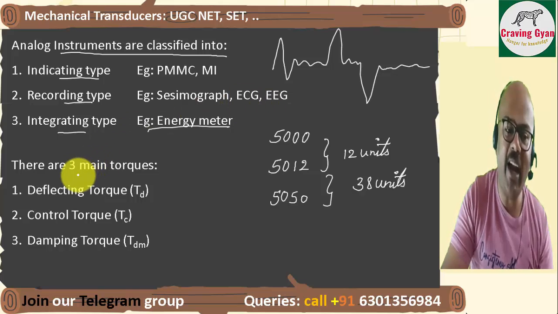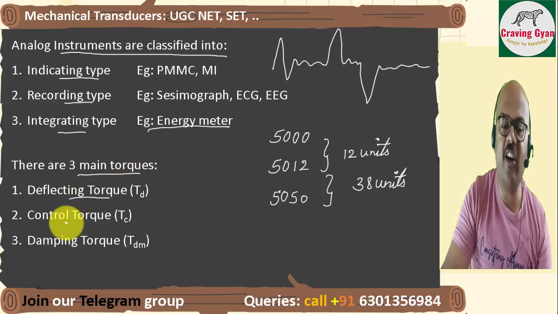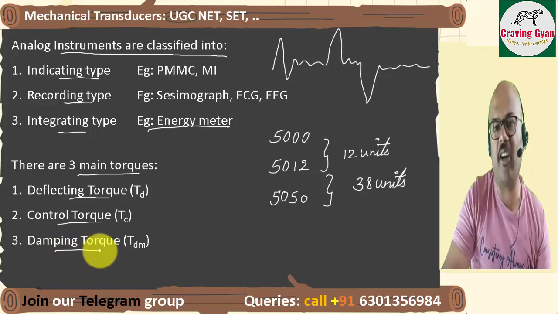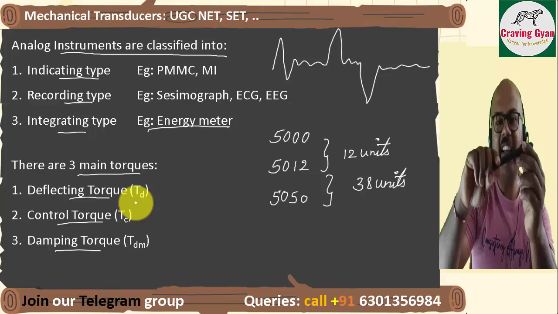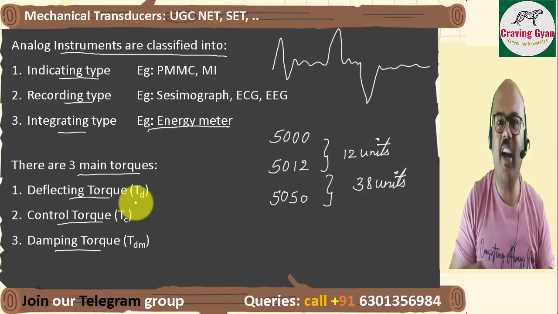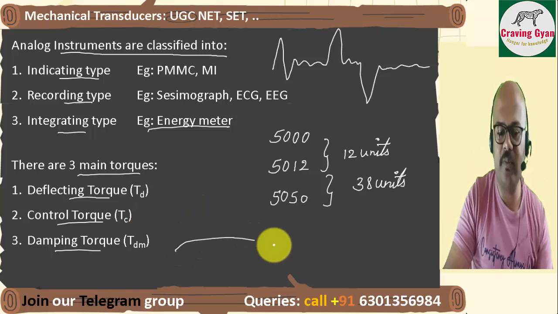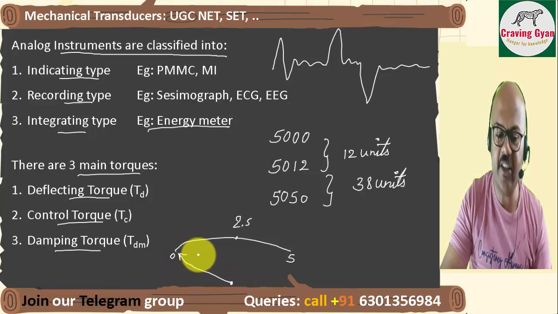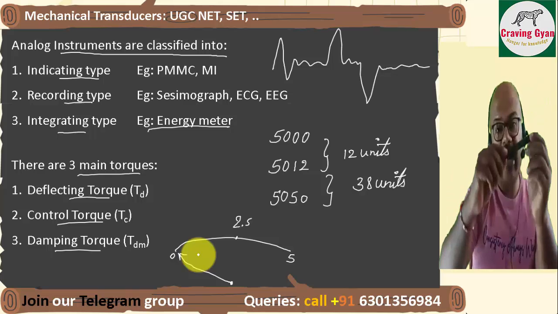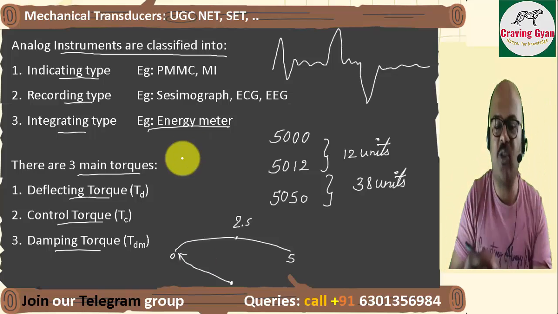There are three main torques: one is the deflecting torque, another is the control torque, and the third is the damping torque. Now suppose the needle is at 0, and it has to show a reading on a scale from 0 to 5. So this is somewhere like 2.5, and the needle is somewhere over here. Initially it is at 0. Now it has to deflect up to 2.5.